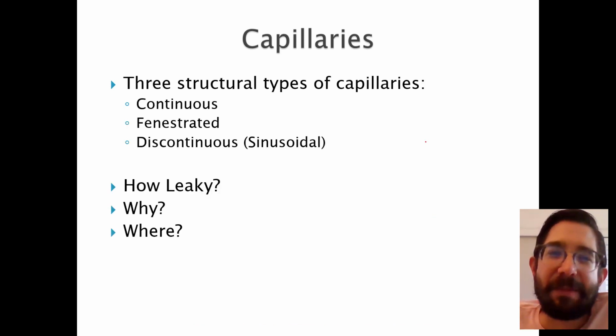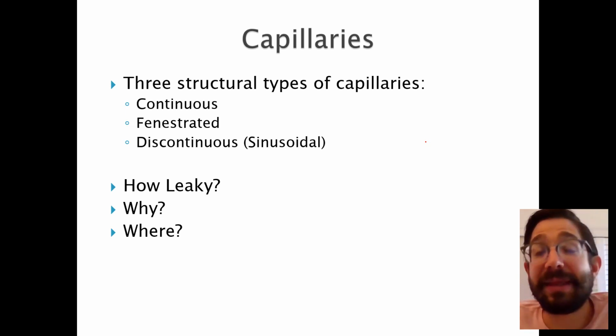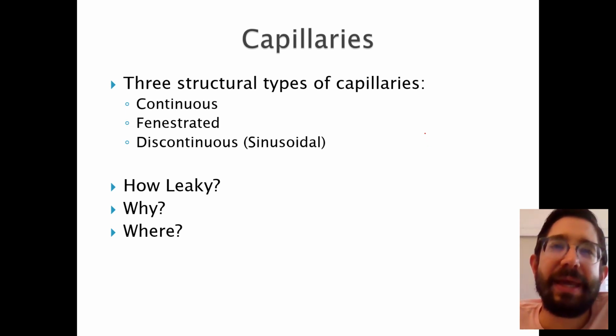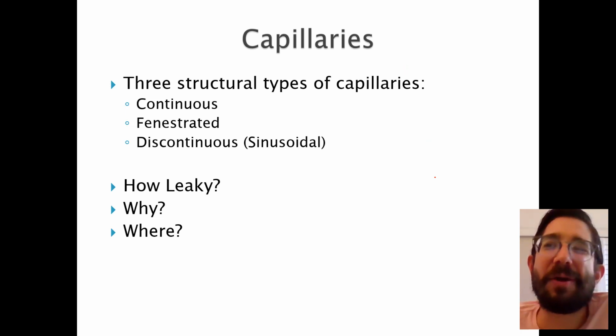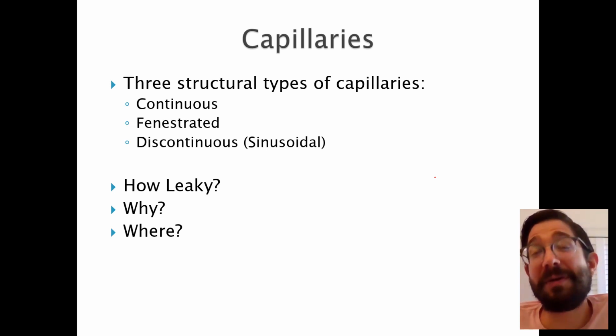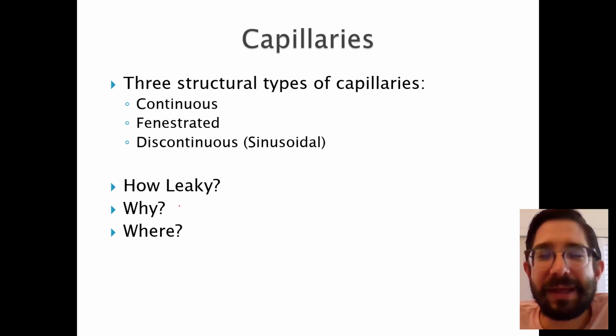There are different types of capillaries, 3 types: continuous, fenestrated, and discontinuous, often called sinusoids or sinusoidal. And the major difference between these 3 is how leaky they are, because all the capillaries are leaky. We'll talk a lot about that when we explore the lymphatic system. But some are leakier than others. So we'll ask, how leaky are each of these? Why are they so leaky structurally? And where are they found? So functionally, why are they leaking so much?